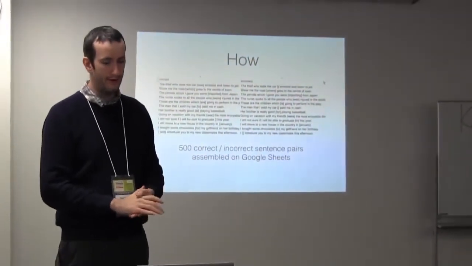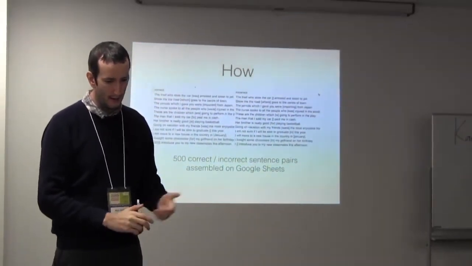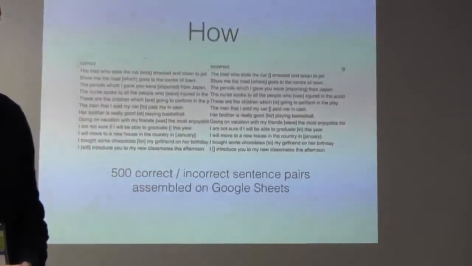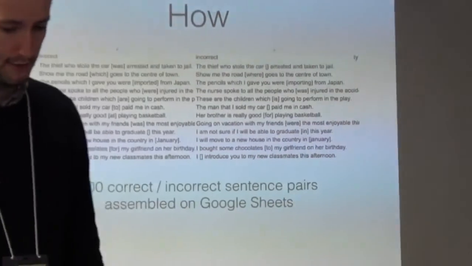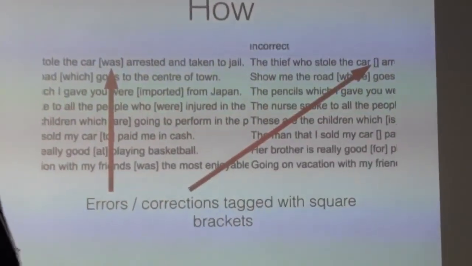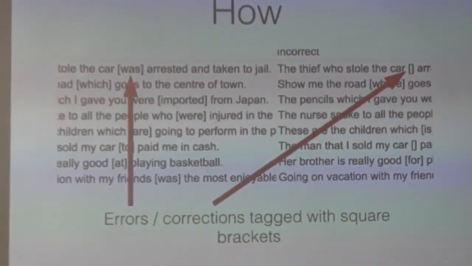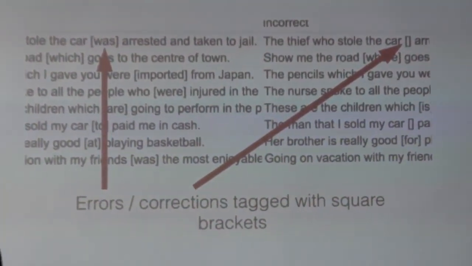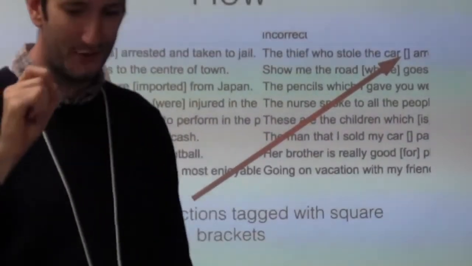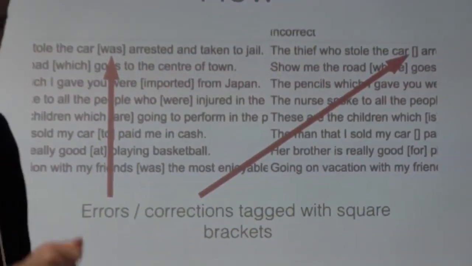A quick summary of how the app was made. Oliver assembled 500 correct and incorrect sentence pairs, and we used Google Sheets to record the data. And you can see, if we zoom in a little bit, every mistake and every correction is tagged with square brackets.